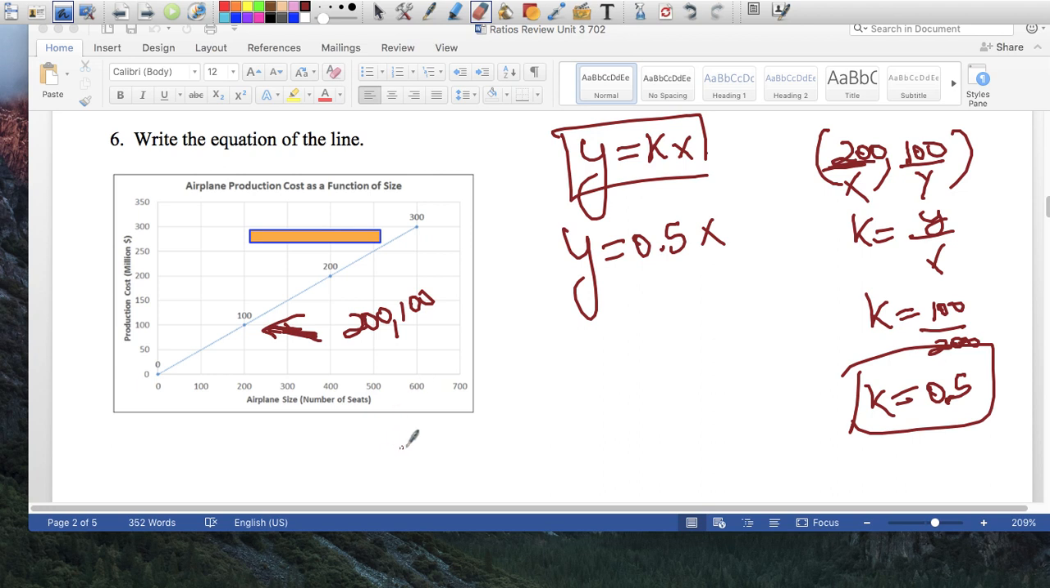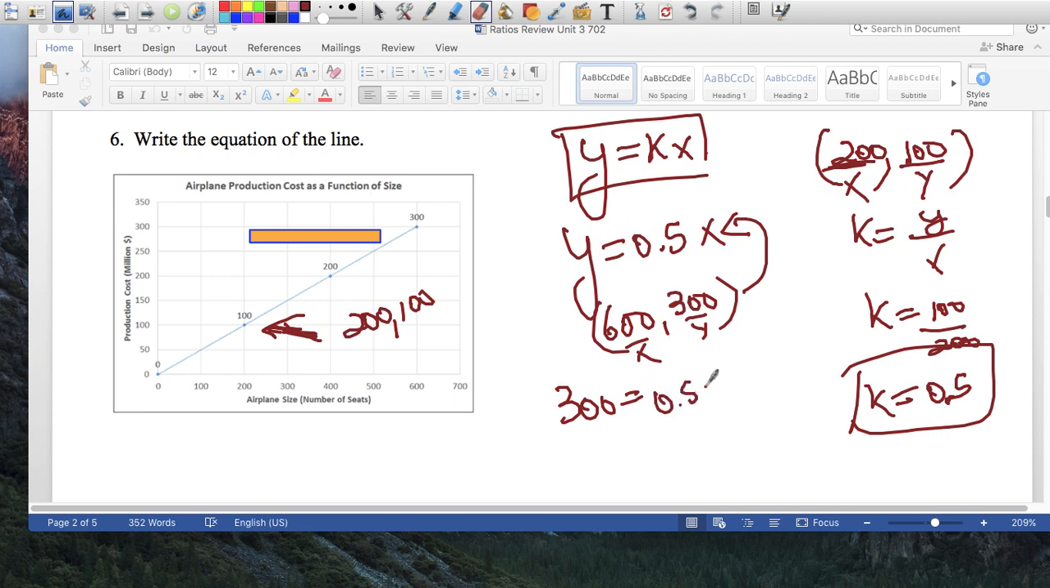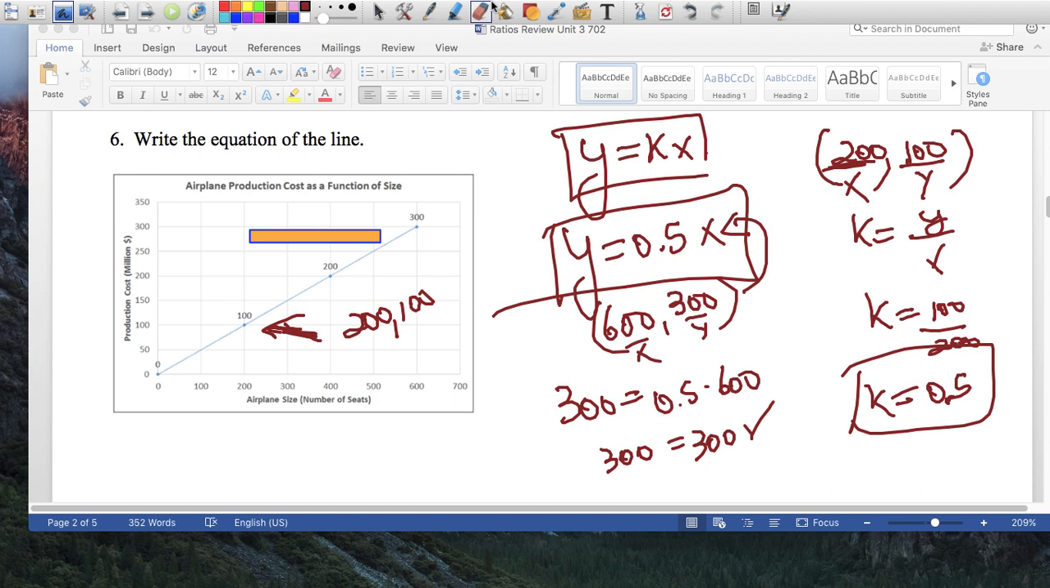Let me pick this point right here, 600, which matches with 300 on the y-axis, and plug it in here to see if it matches. So y is 300, right? This is my y, this is my x. And then I get 0.5 times 600, 300, and half of 600 is 300. Check. So I know my equation is correct. Okay, so that would be the equation of your line.